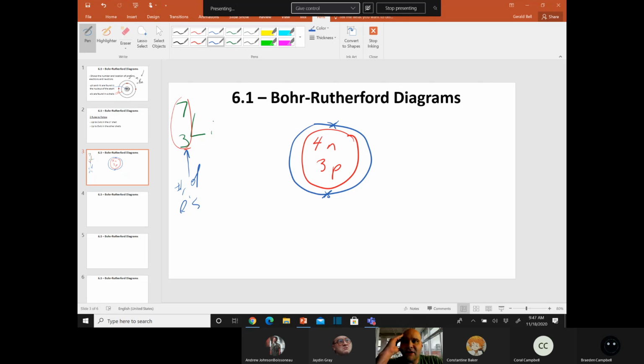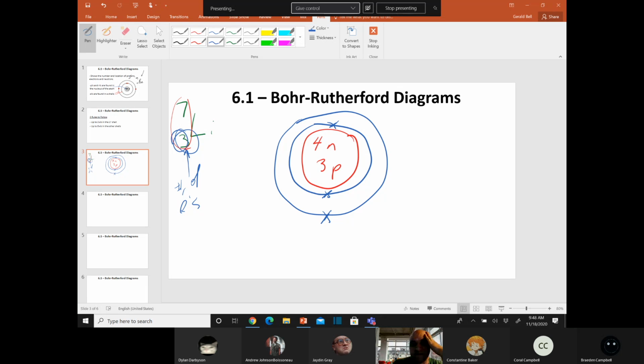Again, you always have to keep track of how many electrons you've drawn and how many are left to draw. We needed to draw a total of 3. I've drawn 2 so far. That means I have 1 left to draw, and that means I need to start a new shell. I'm going to put that 3rd one in the outer shell here. And that's it, almost. That's how you draw a Bohr-Rutherford diagram.